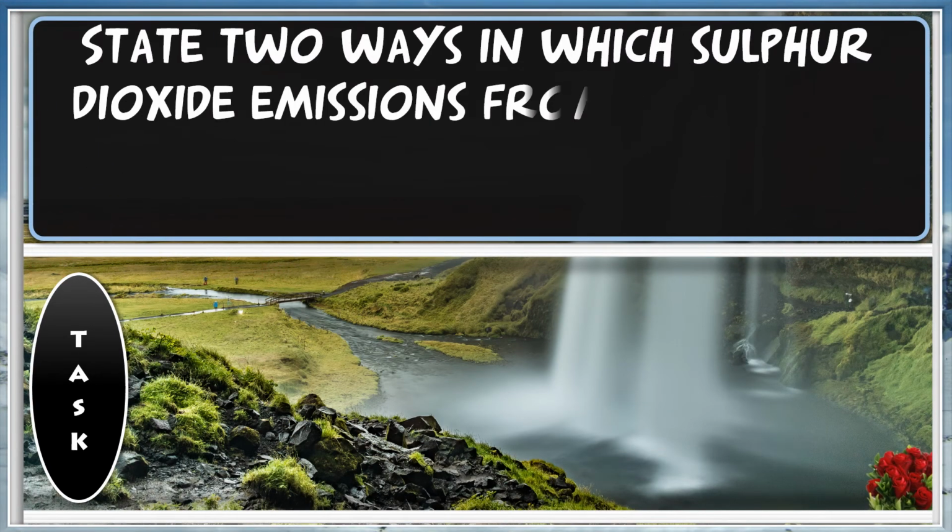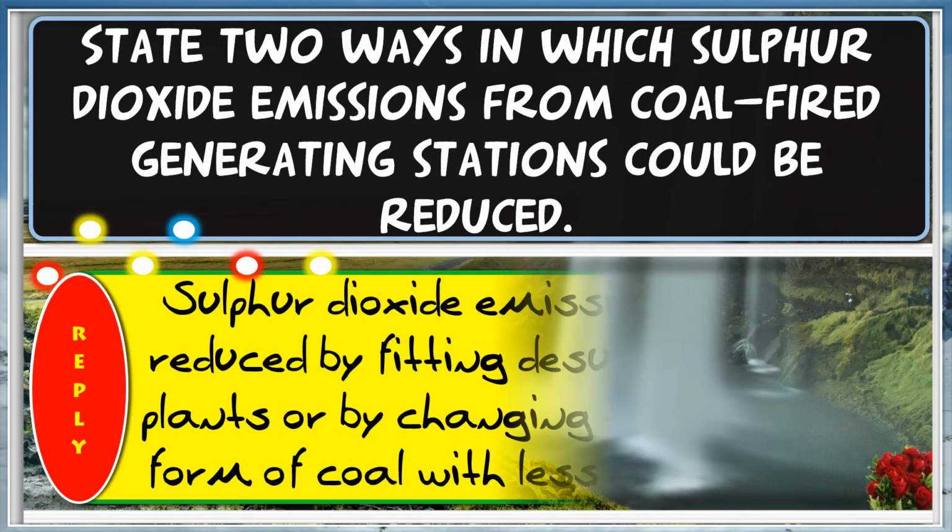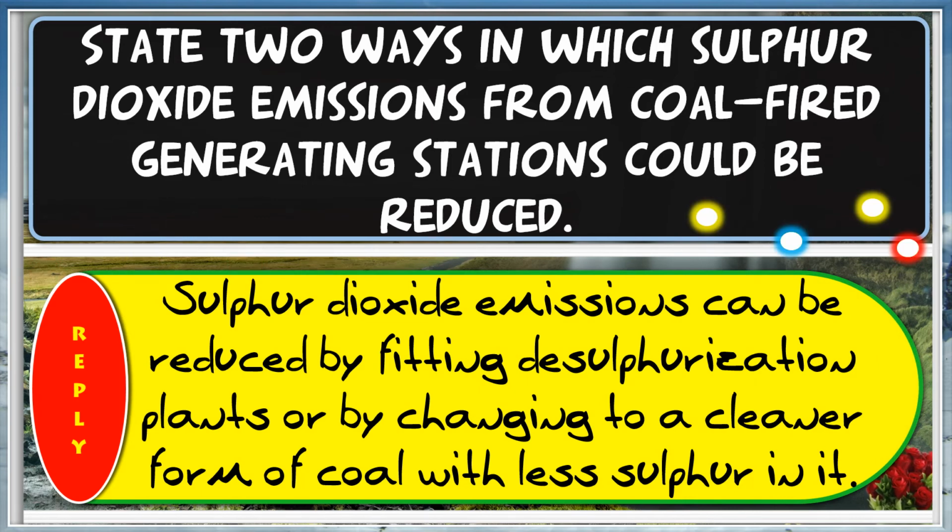State two ways in which sulfur dioxide emissions from coal-fired generating stations could be reduced. Sulfur dioxide emission can be reduced by fitting desulfurization plants or by changing to a cleaner form of coal with less sulfur in it.